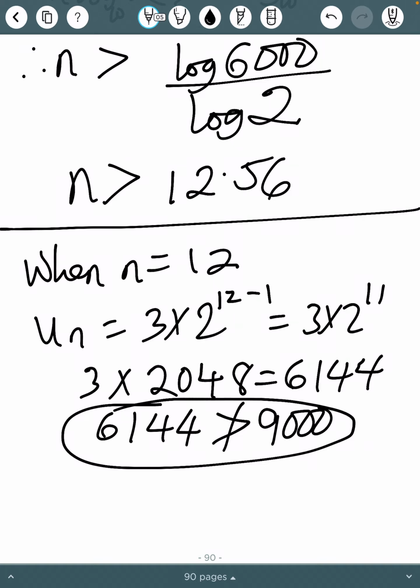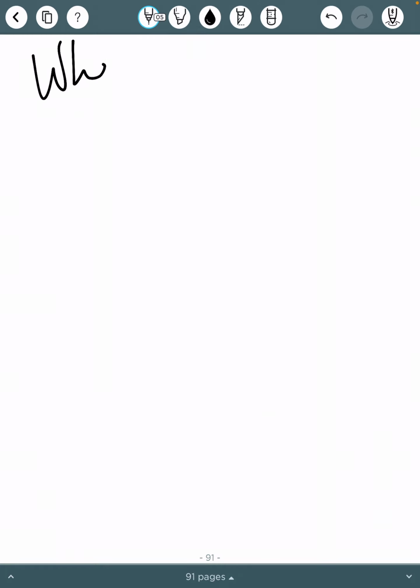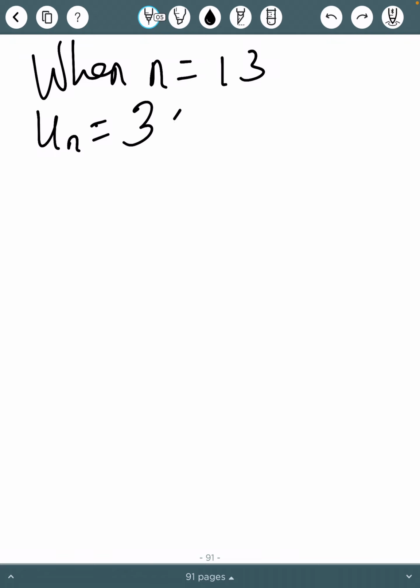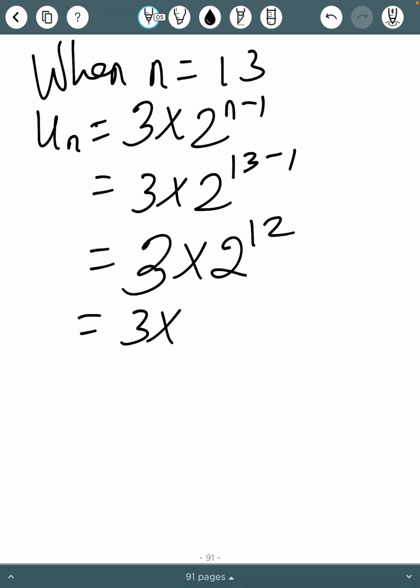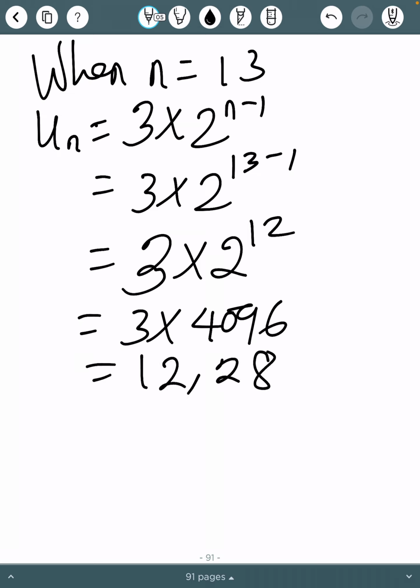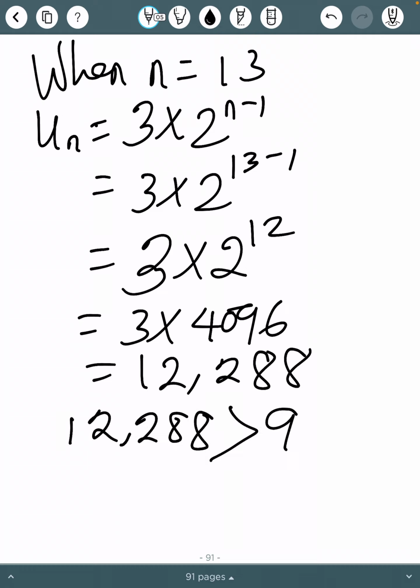But let us try n is equal to 13. When n is equal to 13, our un will be 3 times 2 raised to power n minus 1. So our un will be 3 times 2 raised to power 13 minus 1. That will give us 3 times 2 raised to power 12, which is 3 times 4,096, which gives us 12,288. Definitely 12,288 is greater than 9,000.